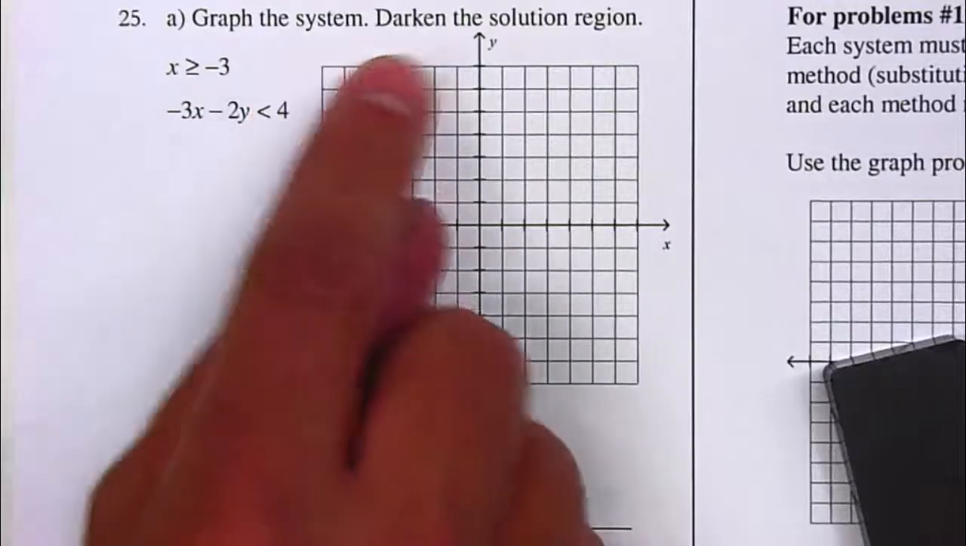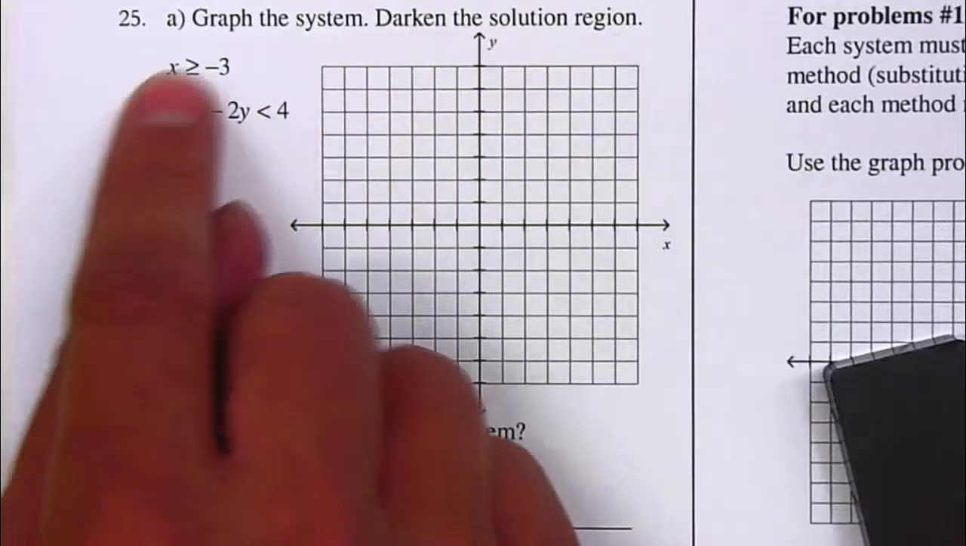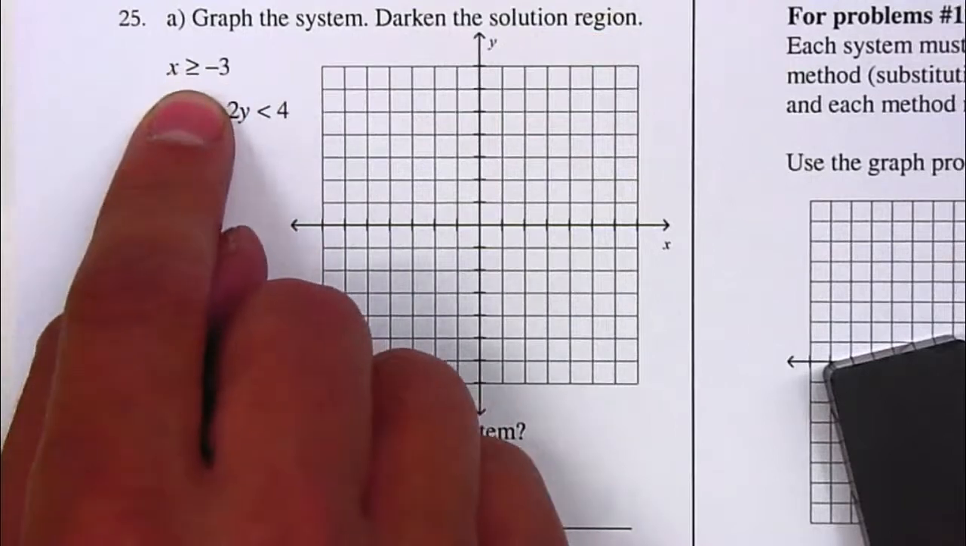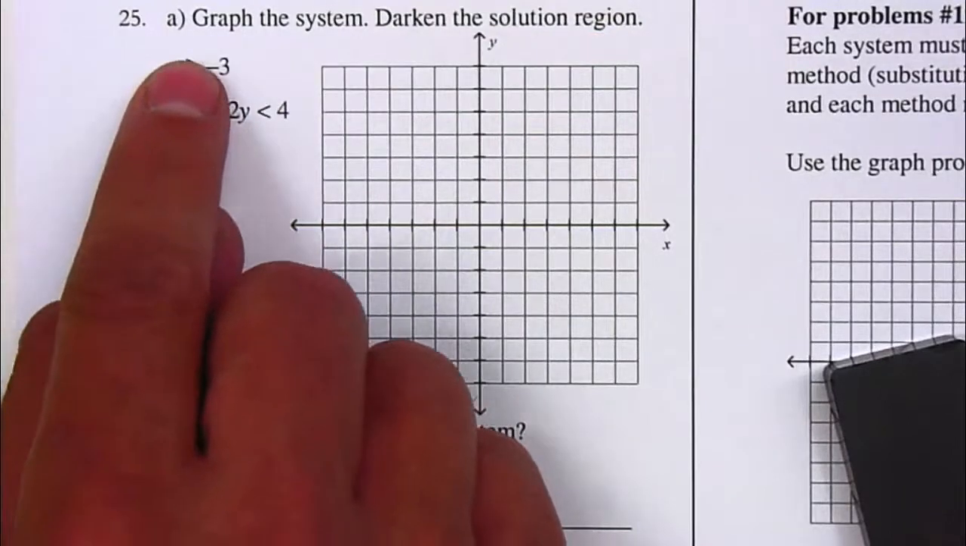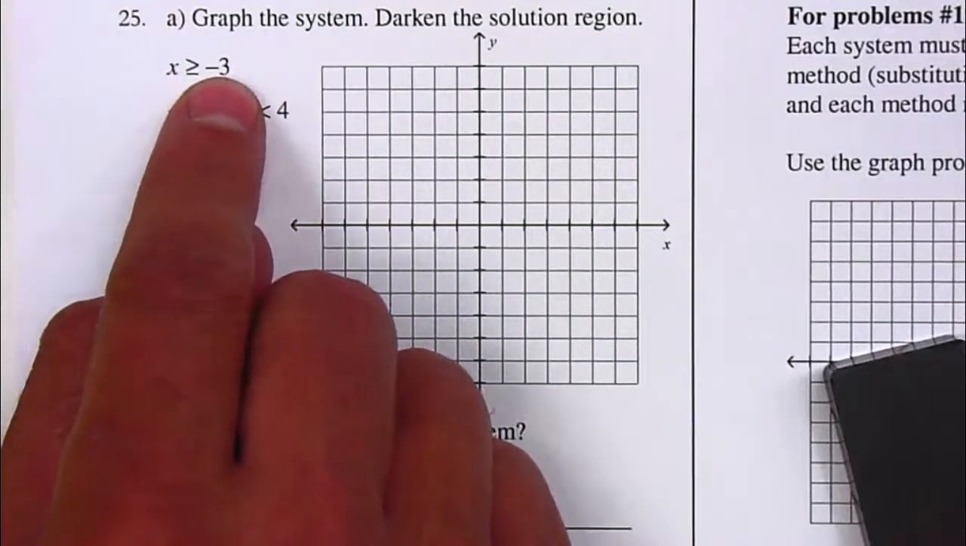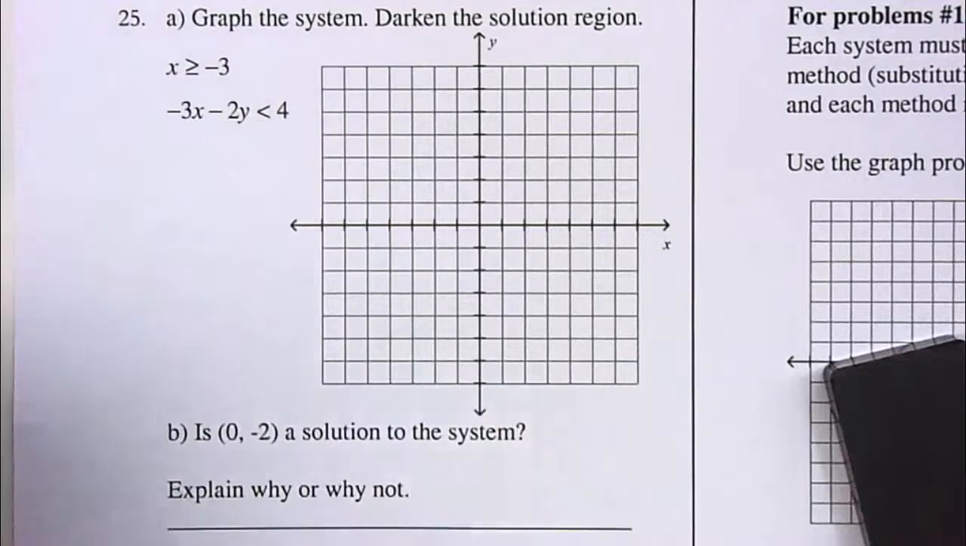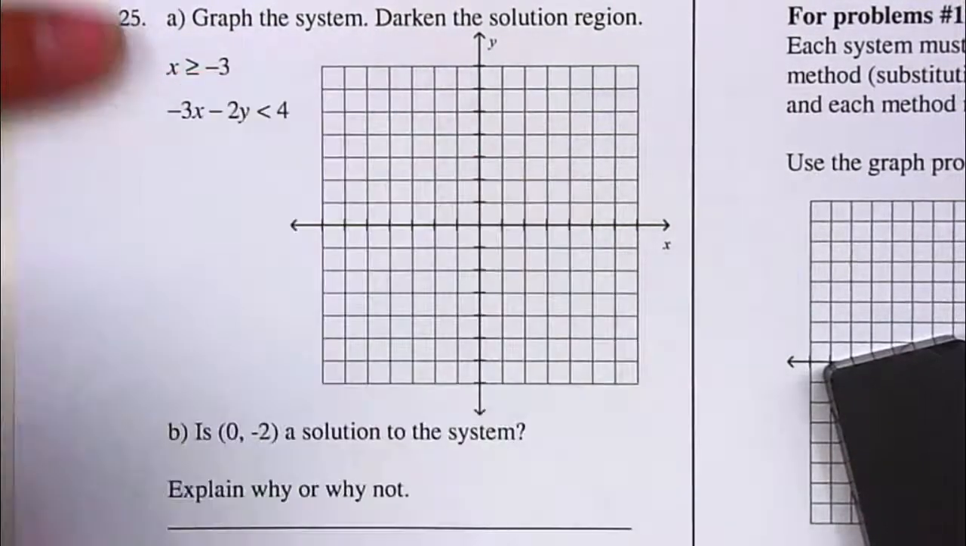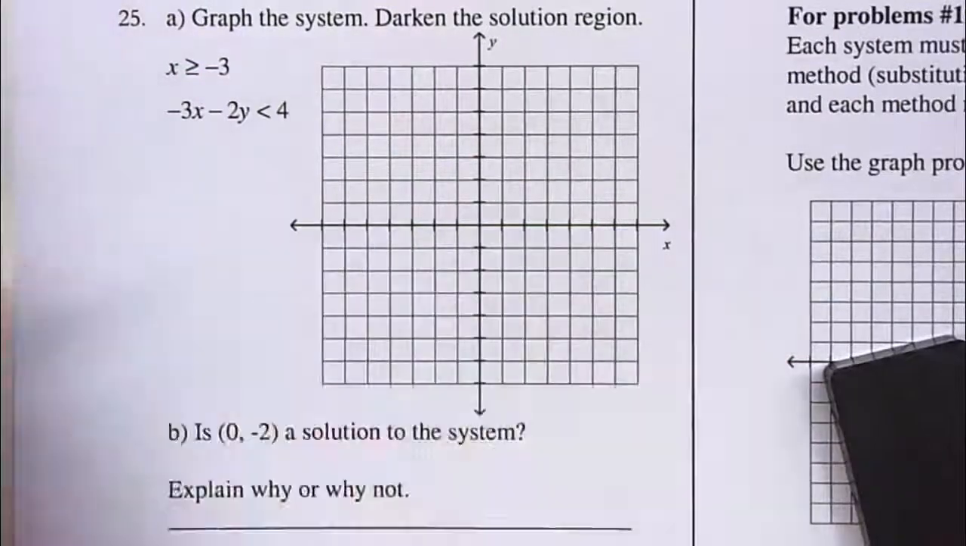Graph the system, darken the solution. Notice that we have a system of linear inequalities. So let's go and graph the first inequality. We have x is greater than or equal to -3. Remember that whenever you have x, it has to cross the x-axis at -3. So 1, 2, 3.